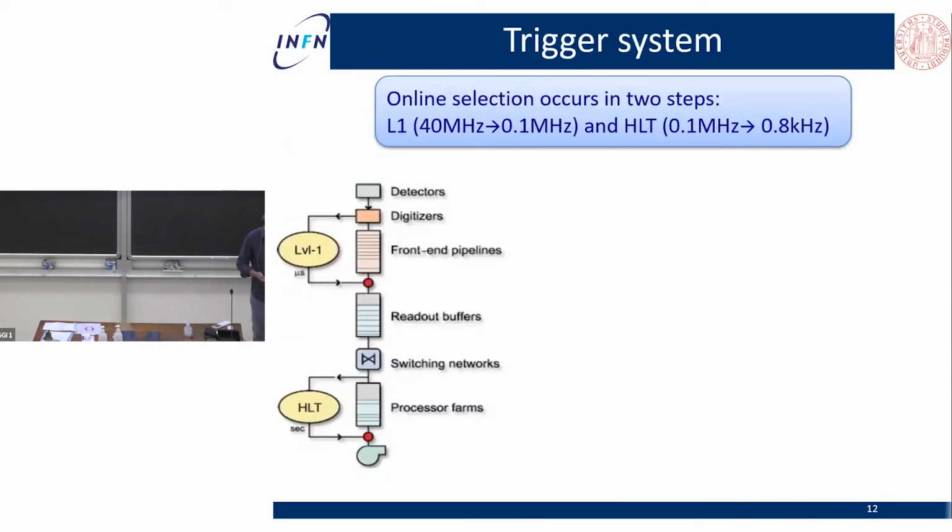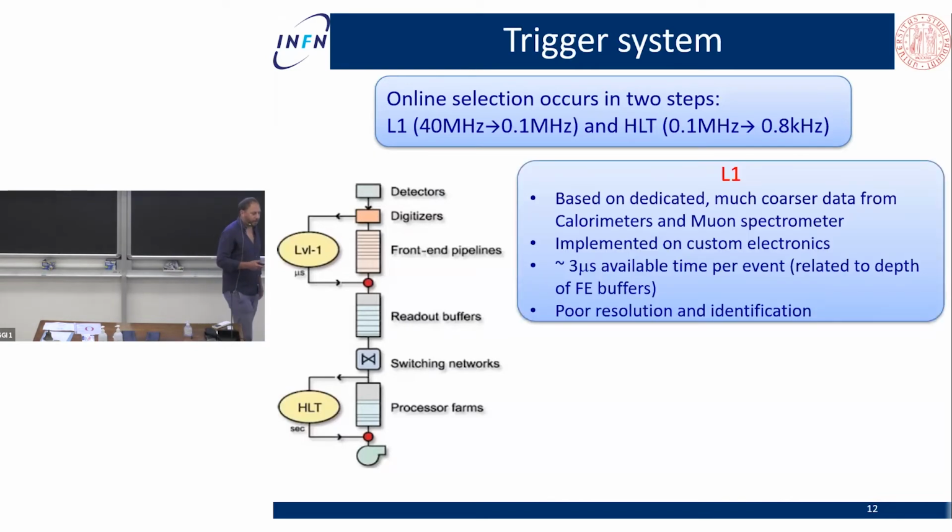So how does that work? We have two steps, and ATLAS is similar. The first step goes from 40 megahertz to 100 kilohertz, and is based on dedicated electronics, using coarse data only from the outermost part of the detector. We have 3 microseconds to take a decision, so we need to be very fast. Because we look at this subset of fragments of the detector data, we keep the whole payload on buffers, and the depth of the buffers allows you to take 3 microseconds to look at every single event.